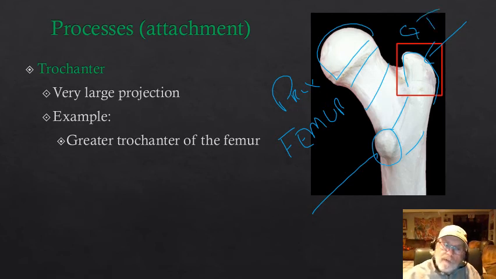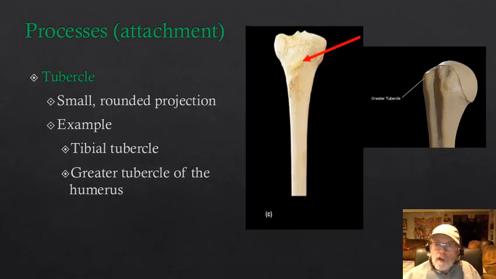Guess what they call this one? The lesser trochanter, because it's smaller. Lesser, smaller, greater, bigger, okay? But a trochanter is a very large projection on a bone, okay? A tubercle. A tubercle is also a projection, it's a bump, okay? Now, this right here is called the tibial tubercle.